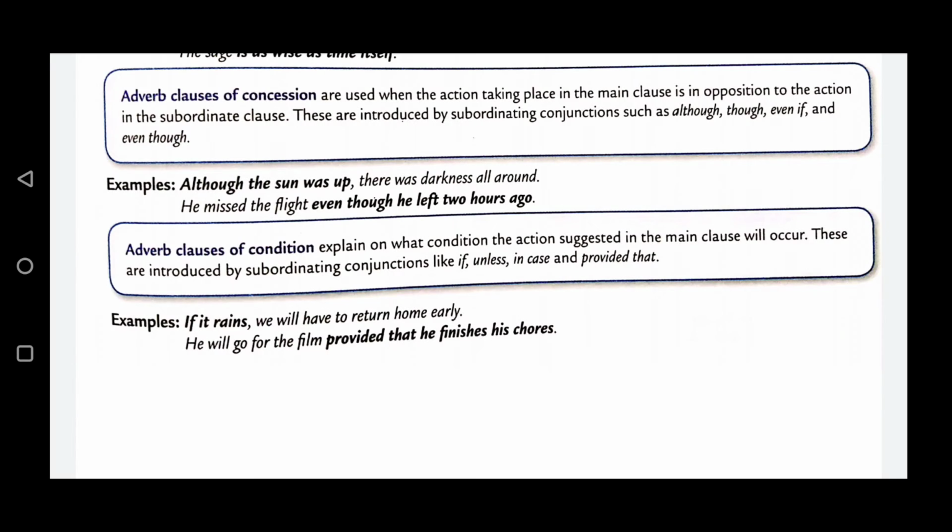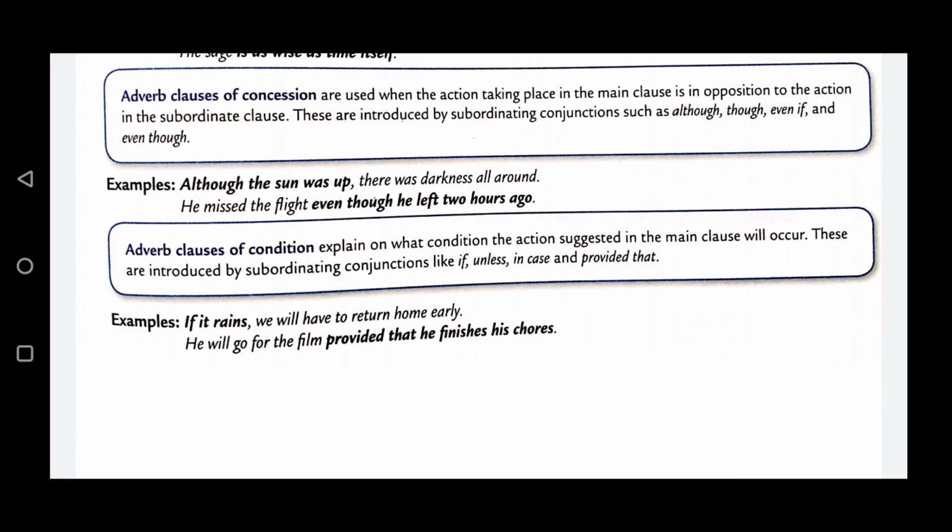Now, last one is adverb clause of condition. Adverb clause of condition explains on what condition the action suggested in the main clause will occur. Right? If you do this, I will do that. So condition is mentioned. These are introduced by subordinating conjunctions like if, unless, in case and provided that. शर्त रखना, basically हम कह सकते हैं शर्त रखना. That is adverb clause of condition.